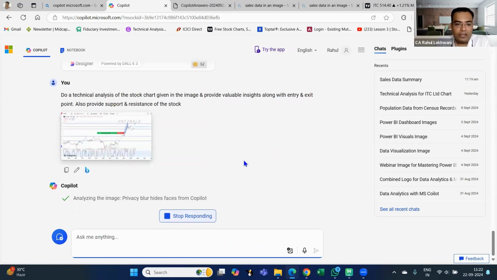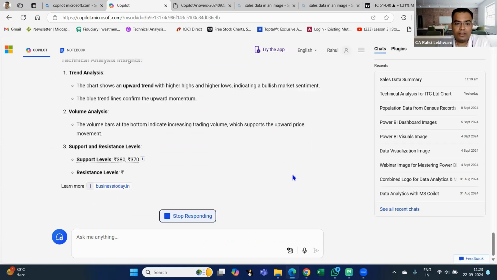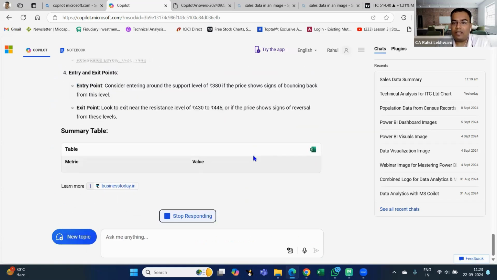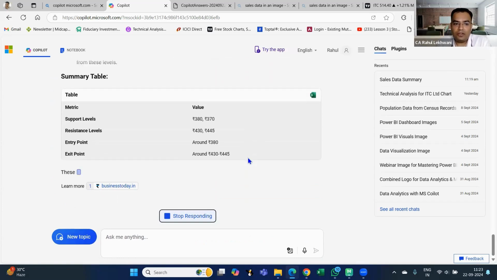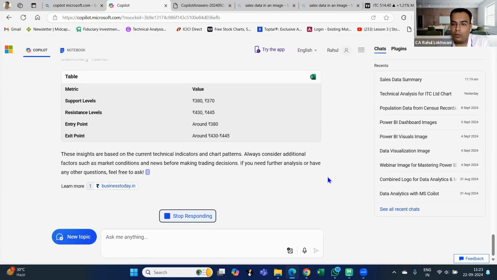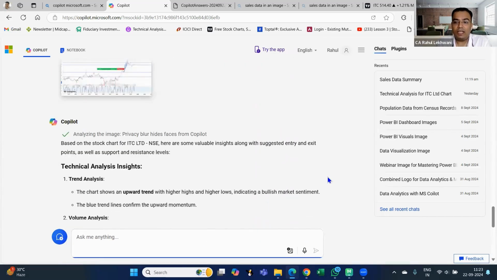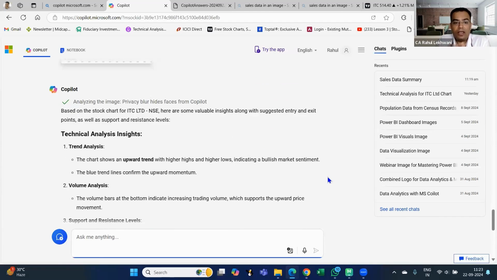So let us see if it can actually analyze it as, what we can say, a stock market trader. That is a very, very good feature of this Copilot, if it can do it. Can you see this? It is even giving me the resistance and support level. That means at what level the stock is going to get support. What is the entry point? What is the exit point? See, it is actually working like a data or stock market analyst for me.